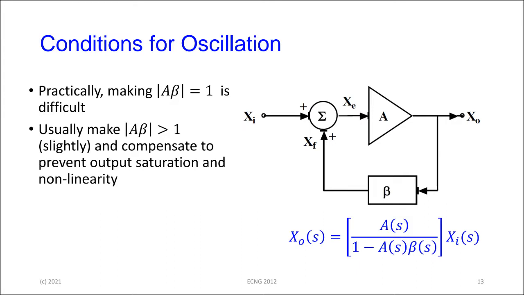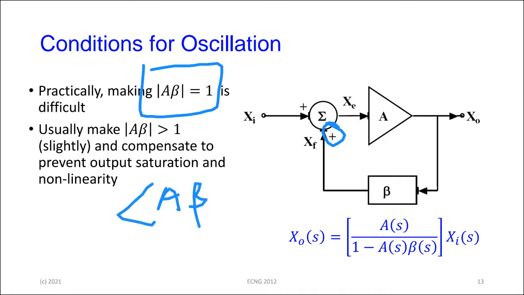All right. So the conditions for oscillation: 1, you have to have positive feedback. 2, the magnitude of the loop gain has to be 1. And then the third thing that you have to have is the phase of A beta must be some multiple of 2 pi. Those are the Barkhausen criteria.